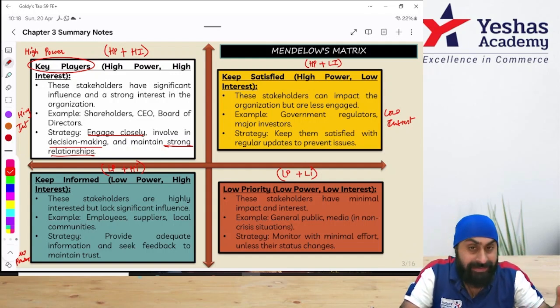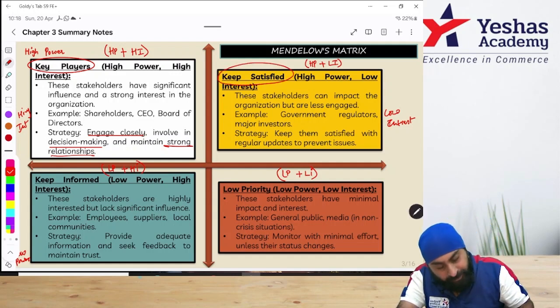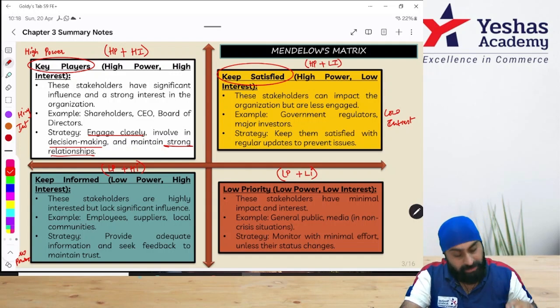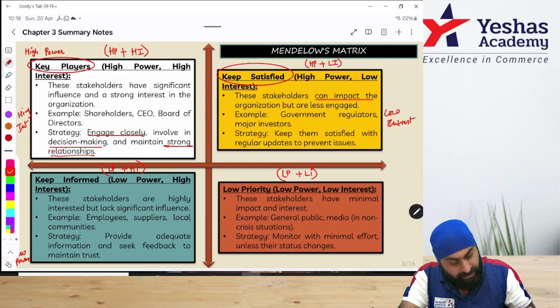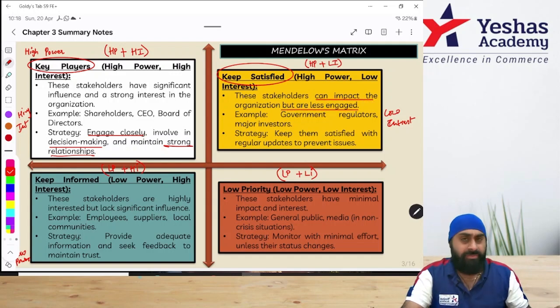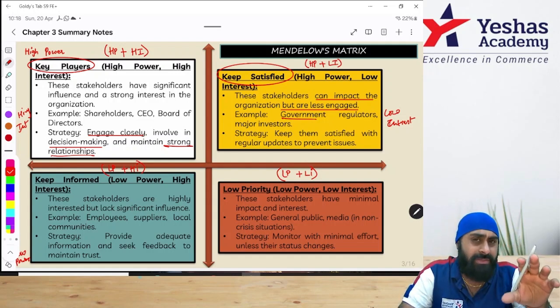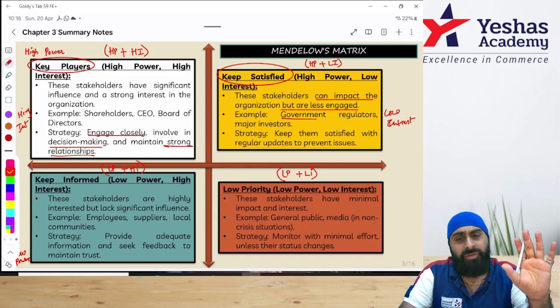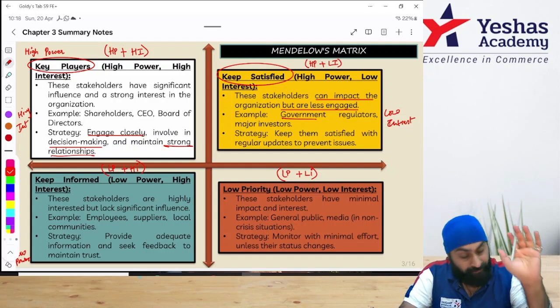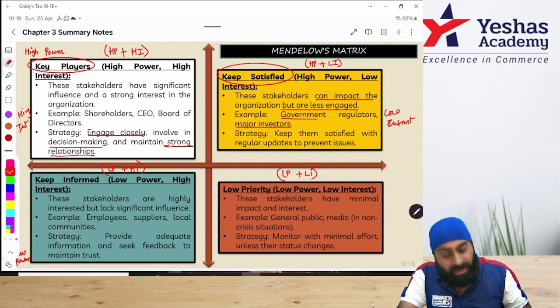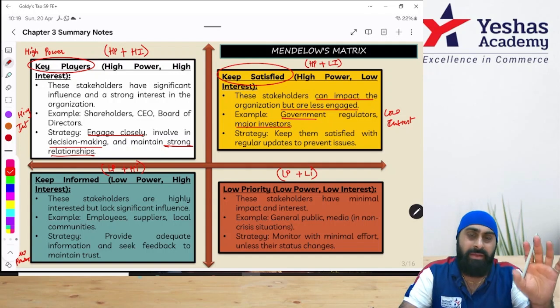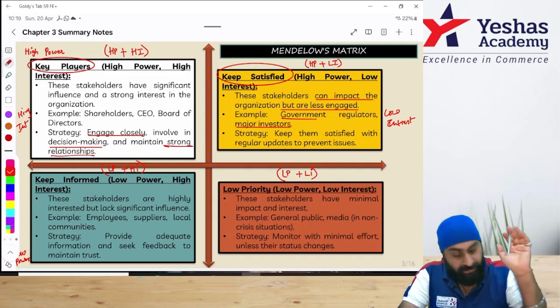Now, when we go to the yellow side, you see the high power with low interest. We call them keep satisfied. Why? These stakeholders can impact the organization but are less engaged. They are not engaged too much. For example, government. Now, is government interested in how the company works? No. Government is interested in whether they are following the rules and regulations, tax payment and everything. Major investors are also not interested in how the company is working. They are interested in their ROIs, return on investments.